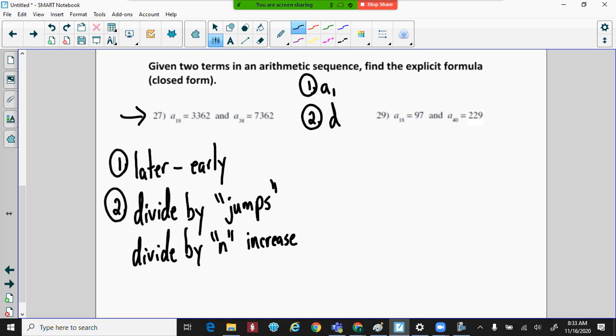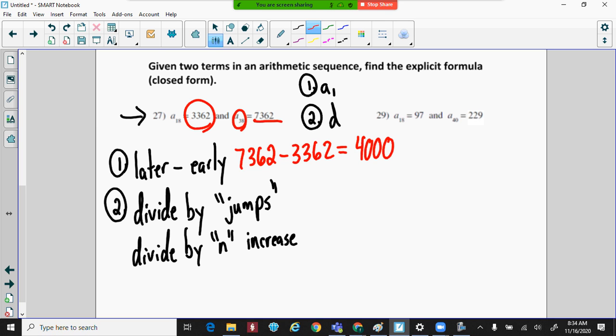So let's go ahead and knock out question number 27. The later term is the 38th term, which is 7,362 minus 3,362. 7,362 minus 3,362 is 4,000 even. Now, divide by the n increase.